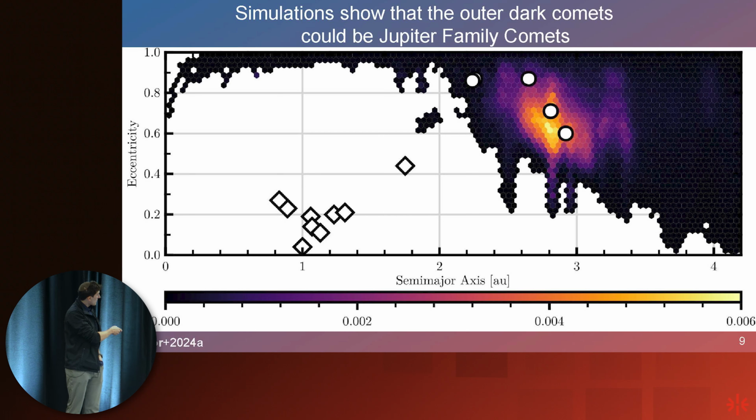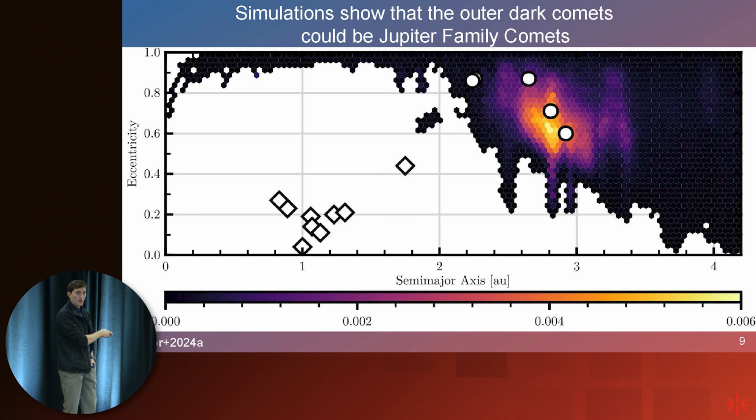What I'm showing here, the heat map, is the probability of finding an object from the Jupiter family comet population in this location. These diamond plots here are the inner dark comets, and these circular ones are the outer dark comets. There are 5. The 5th one is hidden behind that 4th one. What you can see here is that the Jupiter family comets, which are comets that orbit somewhat close to the orbit of Jupiter, are relatively consistent with where you would expect to find these outer dark comets.